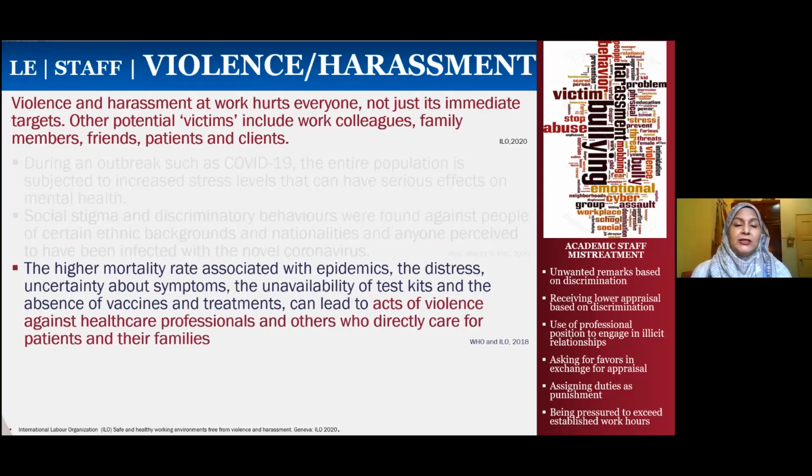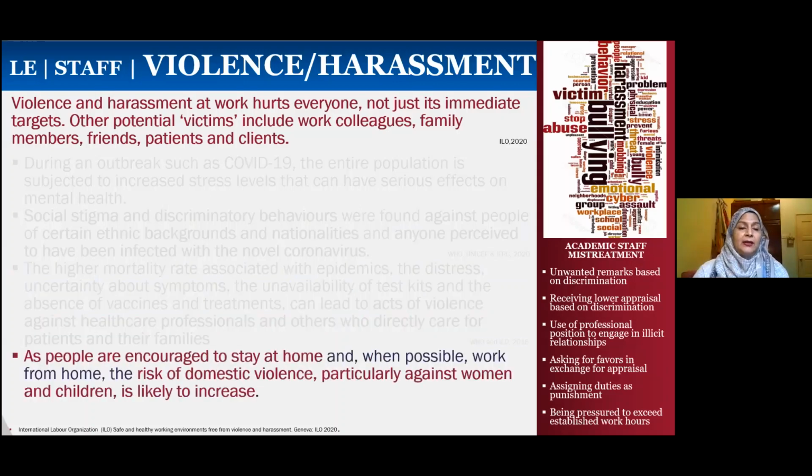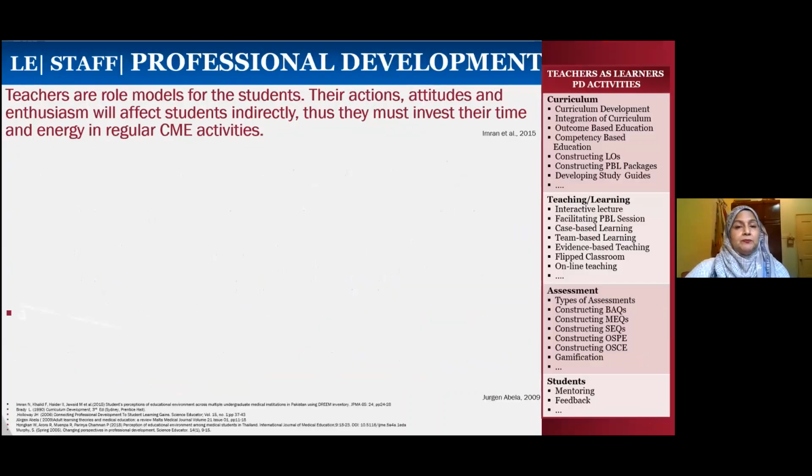The higher mortality rate associated with epidemics, the distress, uncertainty about symptoms, the unavailability of test kits, and the absence of vaccines and treatments can lead to acts of violence against healthcare professionals and others who directly care for the patients and their families. And when people are encouraged to stay at home and, when possible, work from home, the risk of domestic violence also increases, particularly against women and children in this situation.